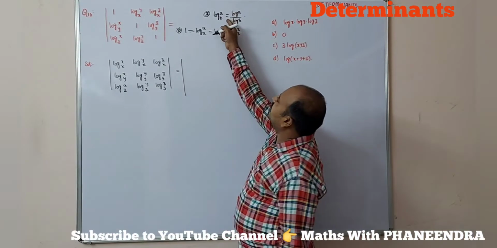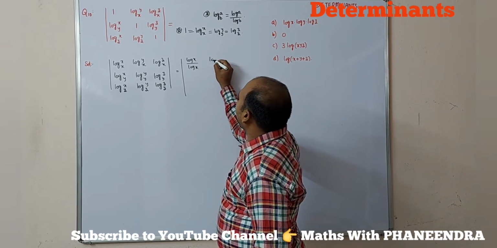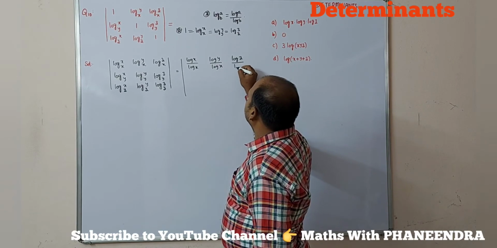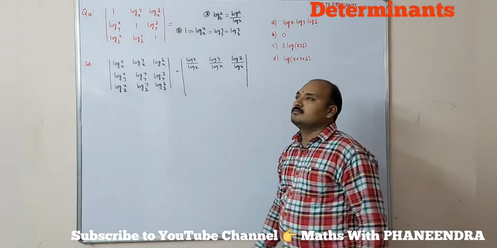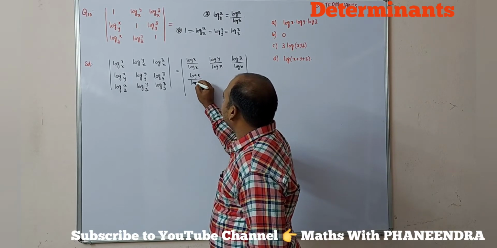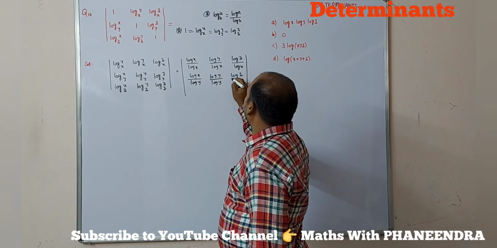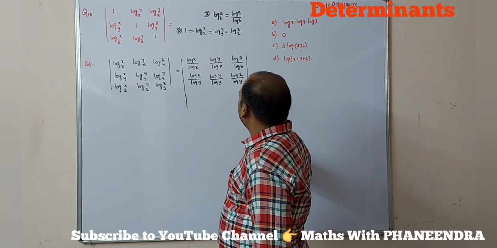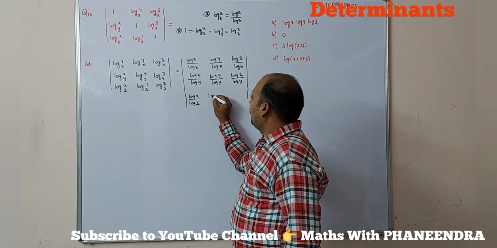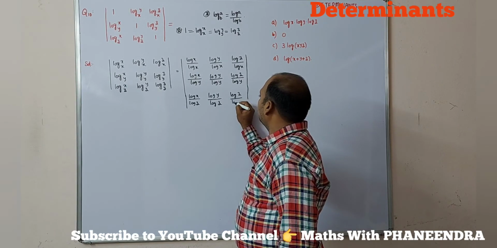Now, applying this property, log x to the base x can be written as log x by log x. Here, log y by log x, log z by log x. In the second row, log x to the base y means log x by log y, log y by log y, log z by log y. Similarly, third row, log x divided by log z, log y divided by log z, log z divided by log z.